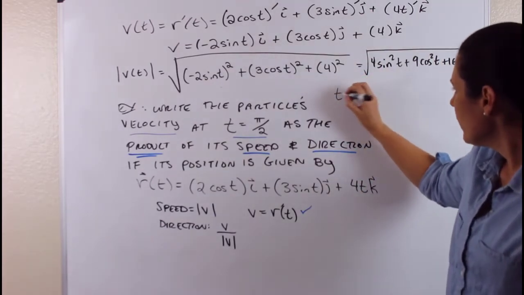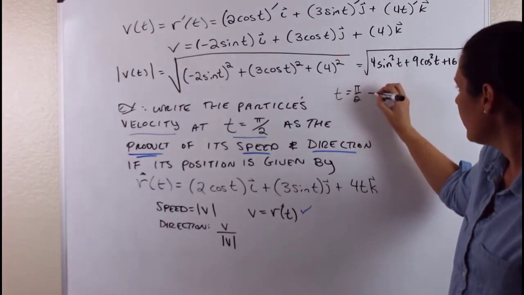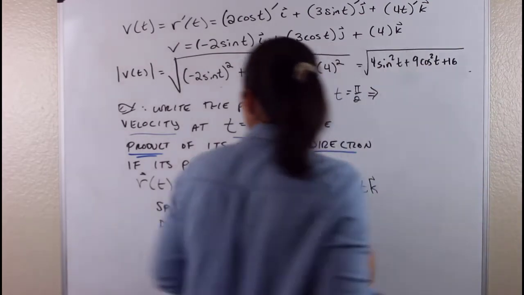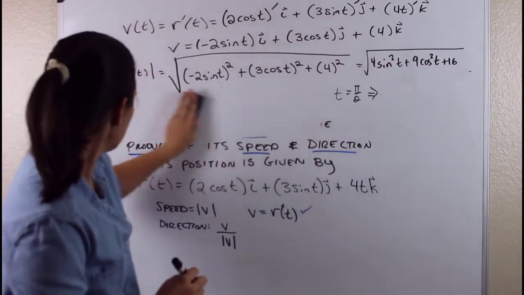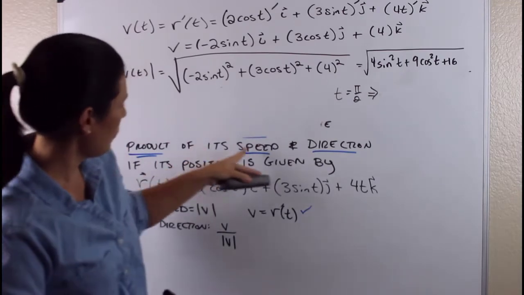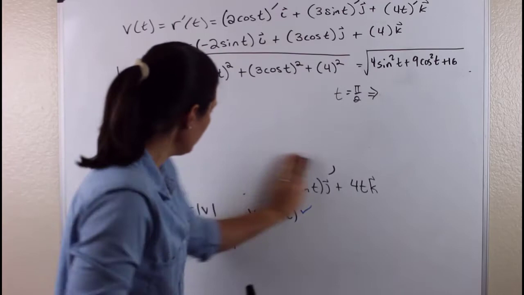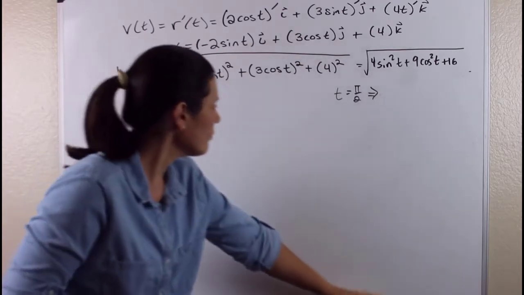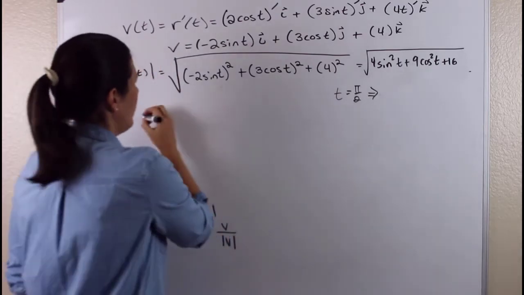Alright, just wanted to note that for you. Now we're going to think about t equaling pi over 2, and plug that in here. That will give us our speed at that t value. Let me make some more space here. We know we're writing it as a product of speed and direction. We already have our function up there, so we don't need this. Alright, then we're going to plug in, so I'm just going to rewrite it here.